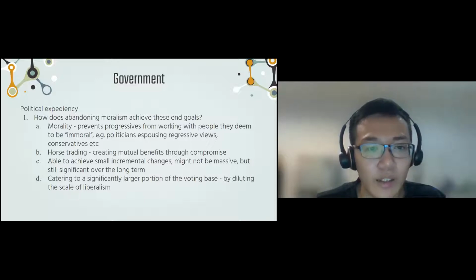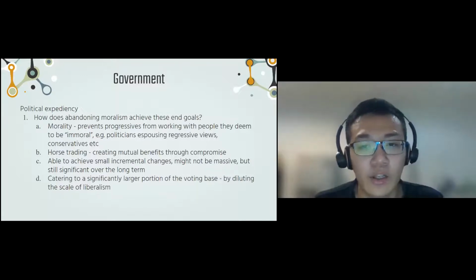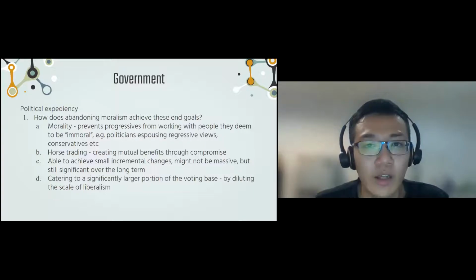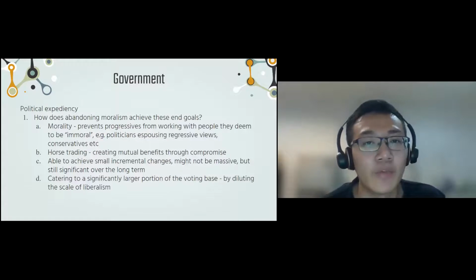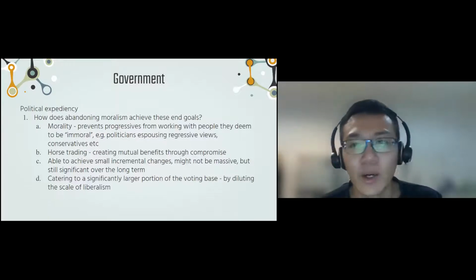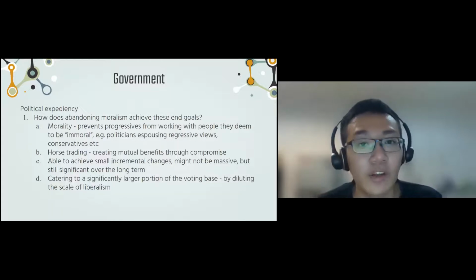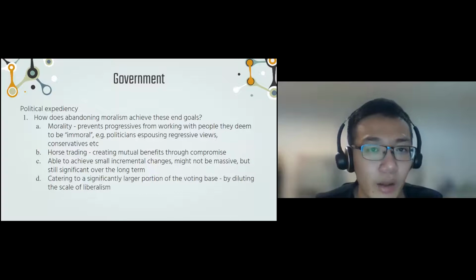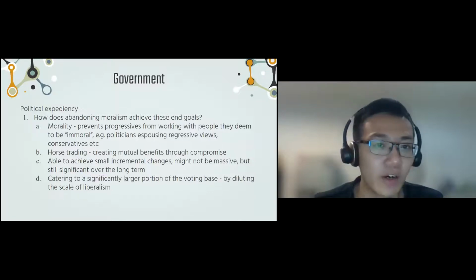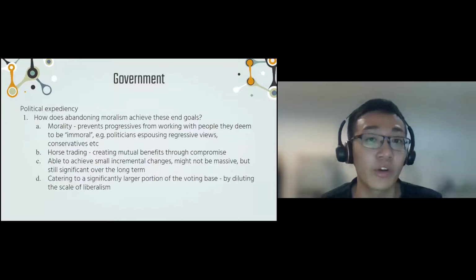So things like morality, preventing progressives from working with people that they deem to be immoral. So for instance, politicians that are espousing regressive views, conservatives, etc., people that you don't necessarily like. These are people that could bring benefits if you are willing to work together. But the problem with having a very strong moral stance is that you are not willing to even be associated with those people in the status quo. So the second way then is this, or rather the same way, is that associating with those people, working together, allows you to create mutual benefits, which is what we call horse trading in parliament.